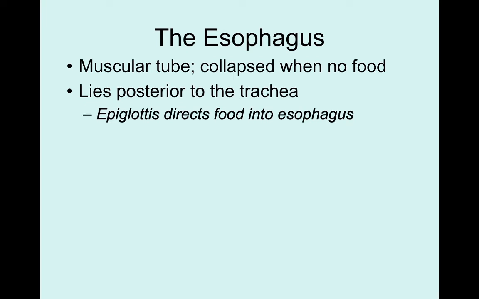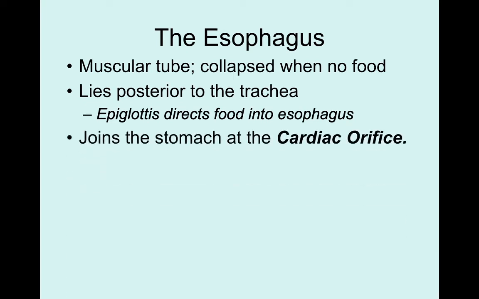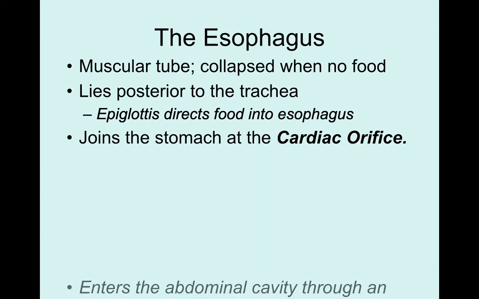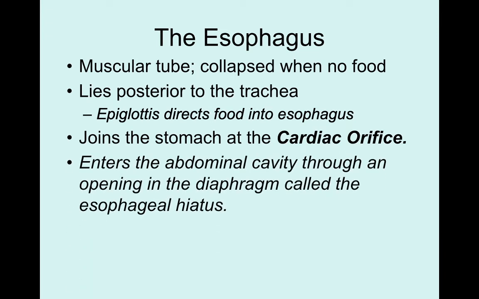Like the uvula, which when you swallow raises up to cover the nose, when you swallow, the epiglottis goes down and covers the trachea so that the food goes down the esophagus. The esophagus joins the stomach at what we call the cardiac orifice. And again, remember the esophagus is in your throat, it has to go down your chest cavity and then enter your abdominal cavity to get to your stomach, because it joins the stomach.